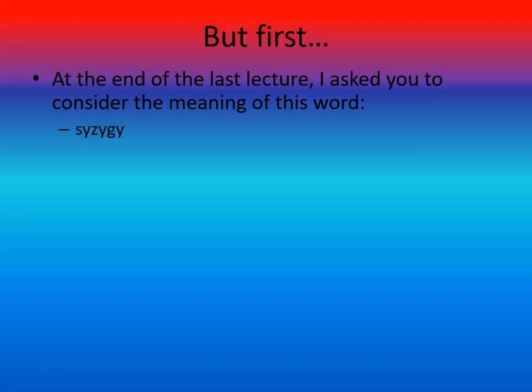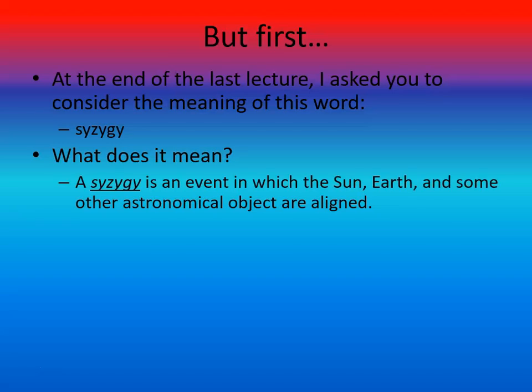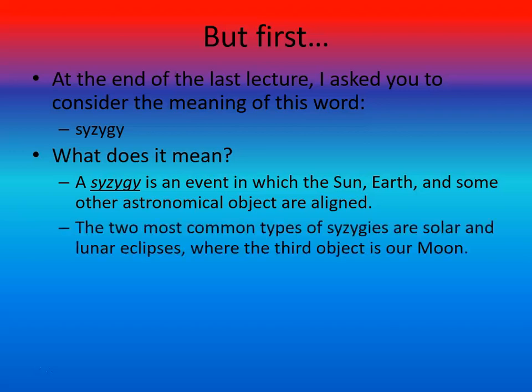So first, at the end of the last video, I asked you to consider the meaning of the word syzygy, which was kind of a cool word. It has 6 letters, 3 syllables, and, quote, no vowels if you don't count Y as a traditional vowel. So, what is a syzygy? A syzygy is an event where Sun, Earth, and some other astronomical object are aligned. And the most common syzygies are solar and lunar eclipses, where the third object is our moon.